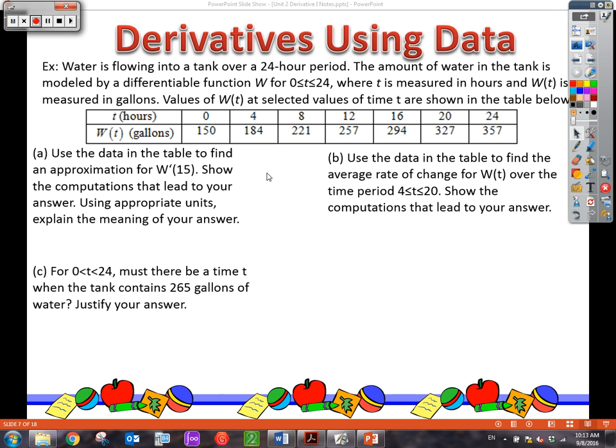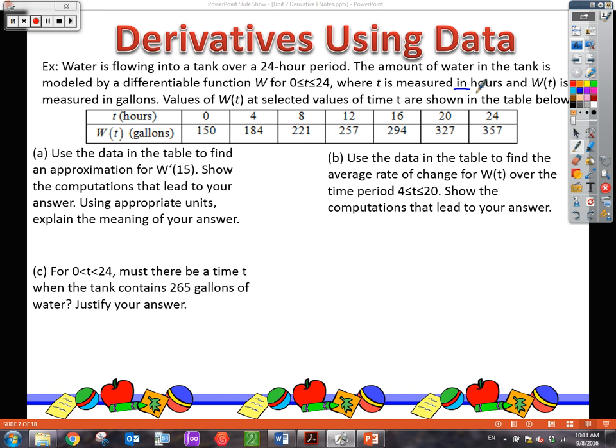It starts with a prompt. Free responses have prompts like this at the top, and then they have different parts. There are typically 4 or 5 different parts to a free response question. So let's look at this one. It says that water is flowing into a tank over a 24-hour period. The amount of water in the tank is modeled by a differentiable function W for 0 ≤ t ≤ 24, where t is measured in hours and W(t) is measured in gallons. Okay, so we have hours and gallons, and it's differentiable.